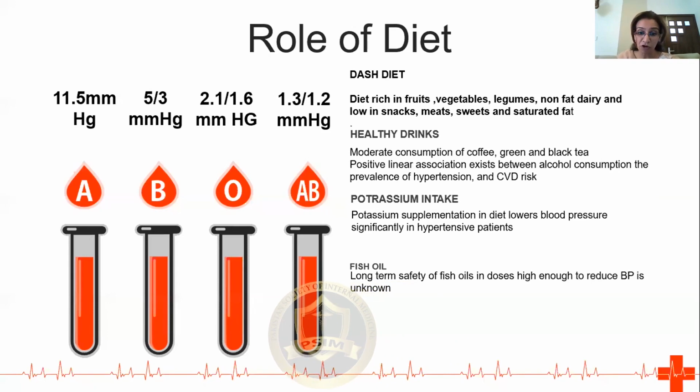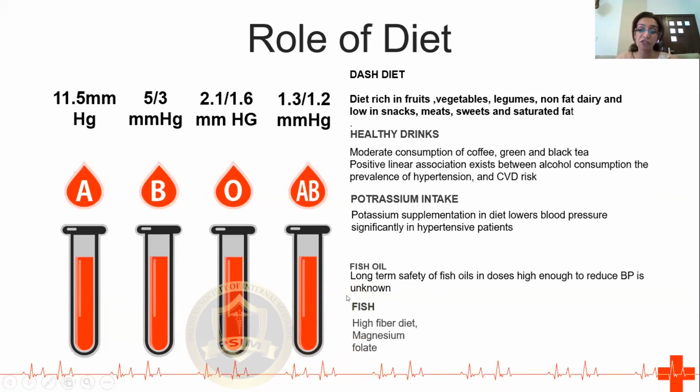the lipid profile. So there has been a trial on the use of fish along with weight reduction, and a very significant reduction in blood pressure from 133 to 119 systolic and 87 to 78 diastolic when both of these were combined. Again, high fiber diet, magnesium and folate will cause a modest reduction in blood pressure of 1.3 to 1.2 millimeters of mercury.